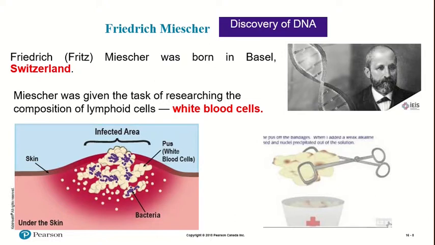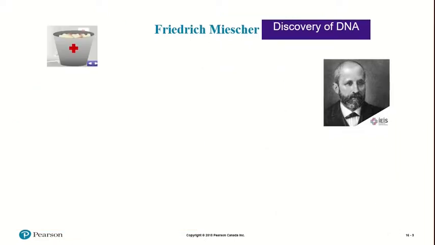To extract white blood cells was very difficult. We had to extract them from lymph glands. On the other hand, from pus it was very easy because there were a lot of white blood cells, and from there he extracted DNA. So in this slide, I would like to show you the experiment that the scientist conducted.